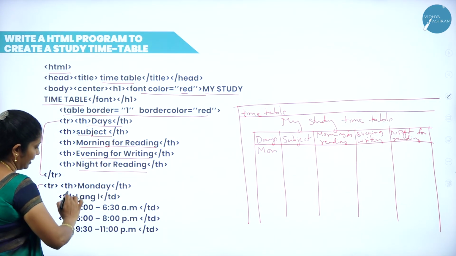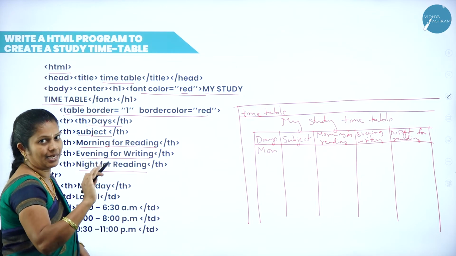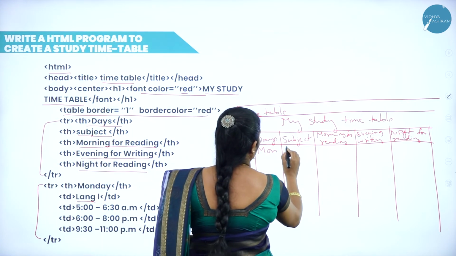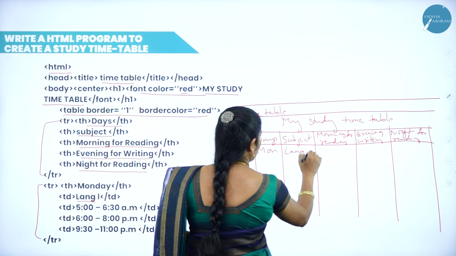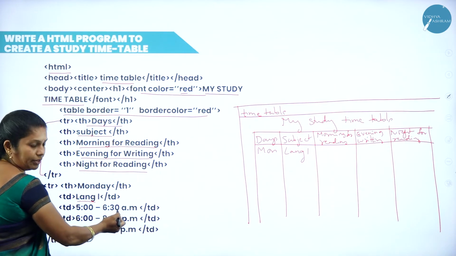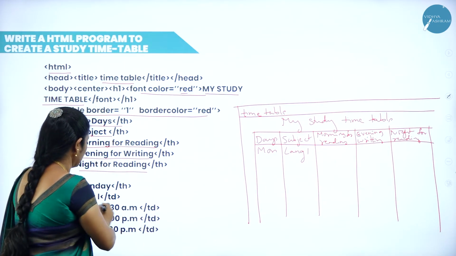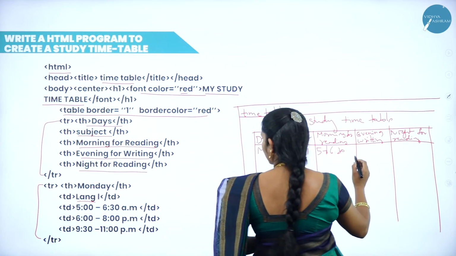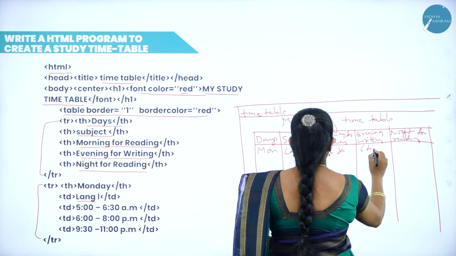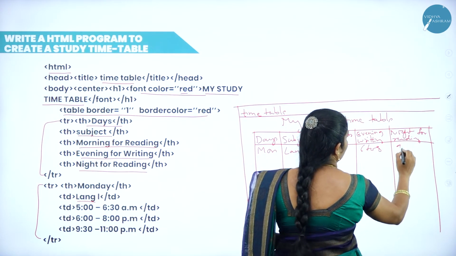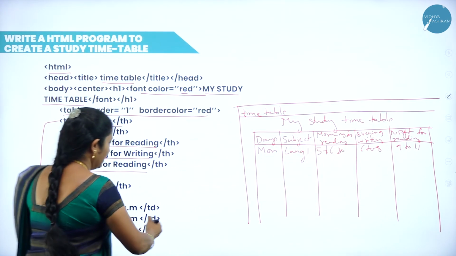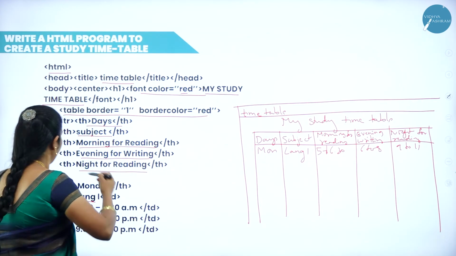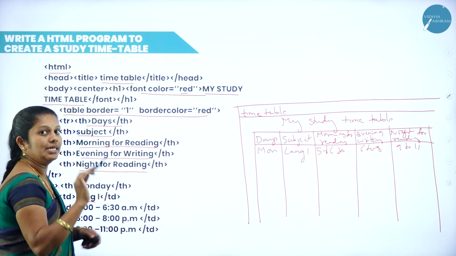Then for the remaining content, I will write in TD format, in normal style. In the first TD, I give the language: language 1. And the timings you have to write: the first one is 5 to 6:30, the second one is 6 to 8, and the last one is 9 to 11. Like that, all the data is written. Then we close the first row as well as the second row.